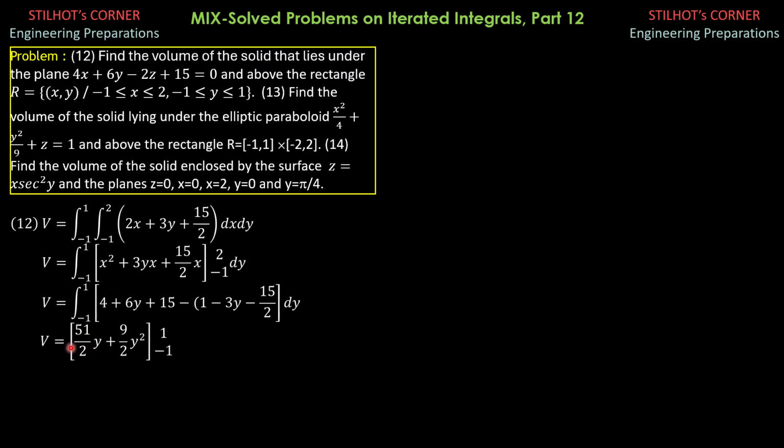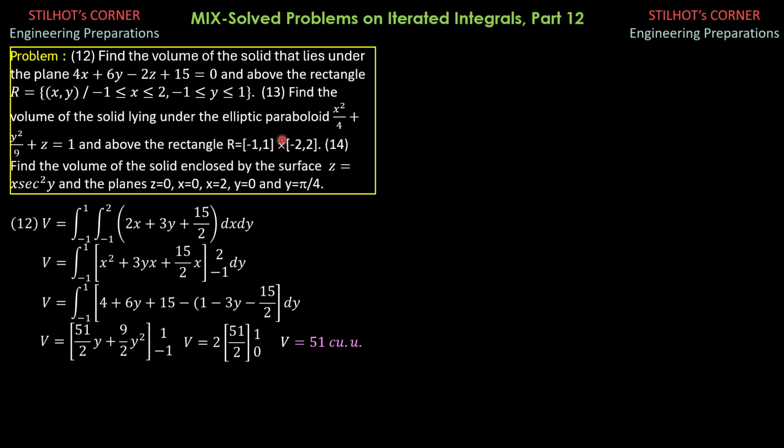This is 2 times 51 over 2. Limits would be 0 to 1. So 2 times 51 over 2 times 1, because the lower limit would now be 0. So the volume is equal to 51 cubic units.